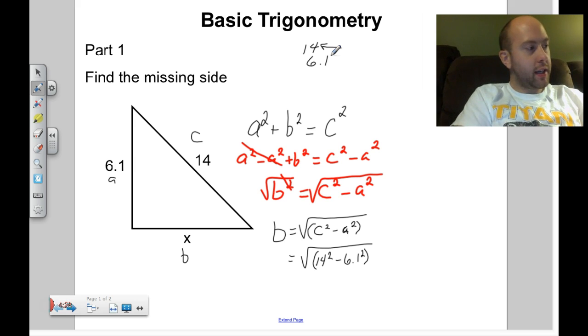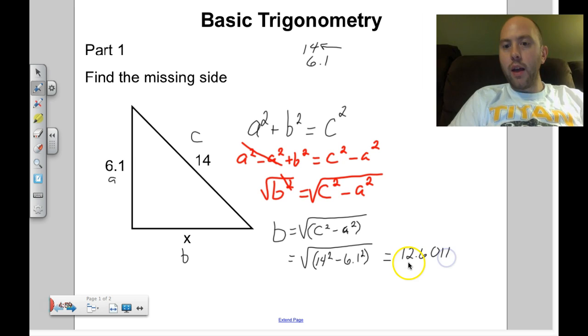Let's type this in the calculator. I hit square root of 14 squared, parentheses, make sure that works. 14 squared, oh no, hit the wrong button. 14 squared minus 6.1 squared, close my parentheses. I get 12.60119042, a bunch of numbers. Again, since I want to round to the ones place, I'm just going to show you real quick.